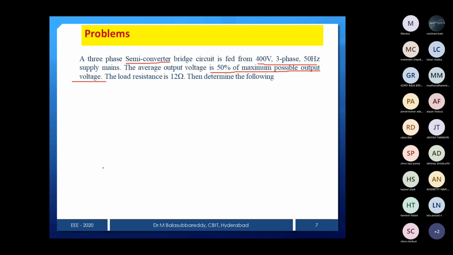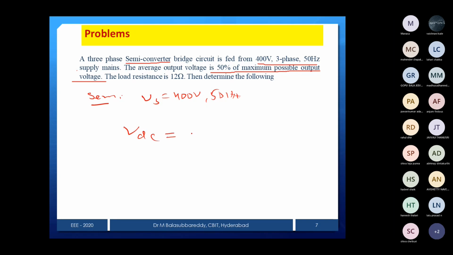What is the condition mentioned here? Same problem, you can make use of a single phase semi converter or a single phase full converter to solve it. Once you know this very simple logic, what they are asking is a semi converter. First thing is they mention a semi converter, and then the input is given: supply voltage is 400 volts and 50 Hz.